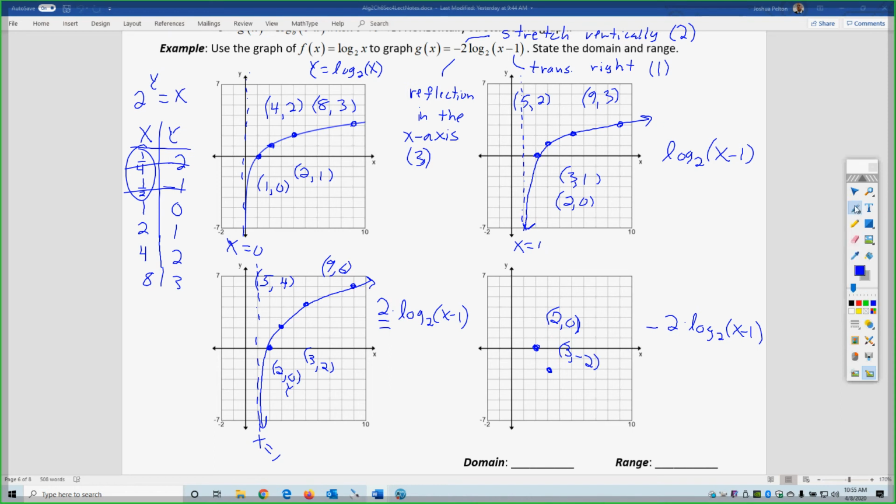The next coordinate we have here is 5, 4. If you go over the axis, it becomes 5, negative 4. And lastly, our coordinate is 9, 6. Over the axis becomes 9, negative 6. All right, and our asymptote didn't change.